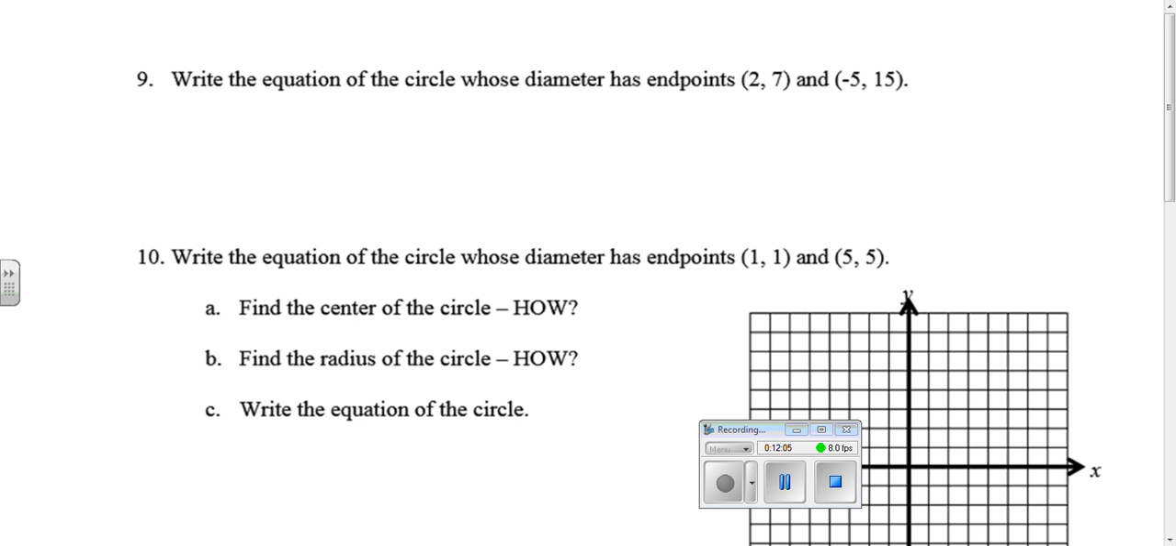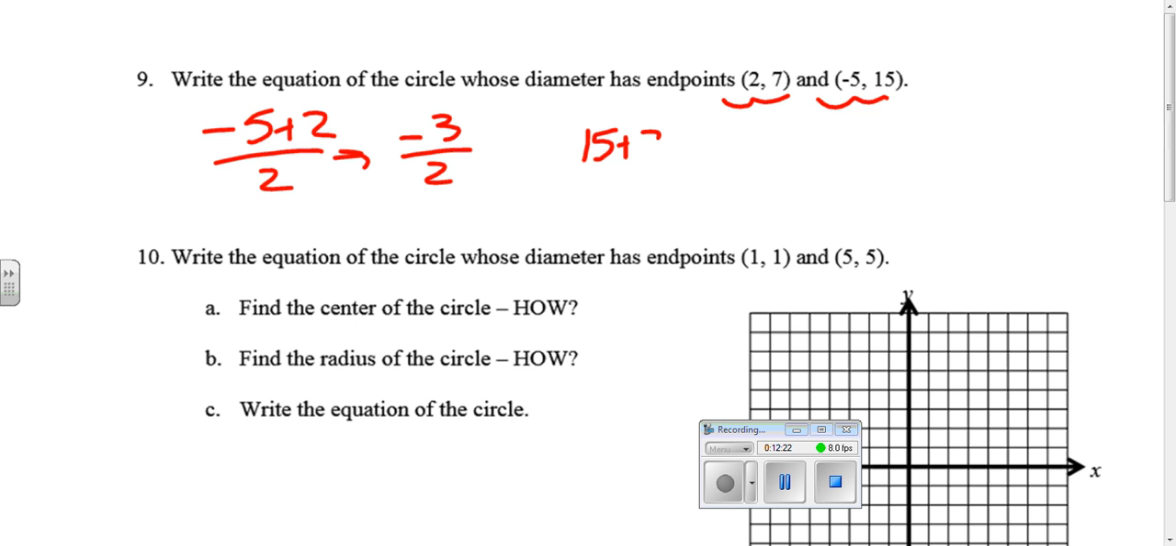All right, so here are my 2 points. I need to find my center, so I need to find the midpoint between those two. I'm going to start off with my x's. I'm going to add them together and divide by 2. So I get -3 over 2 as the x value. The y value, add them together, divide by 2, giving me 22 divided by 2, which is 11. So my center is at -3/2, 11.